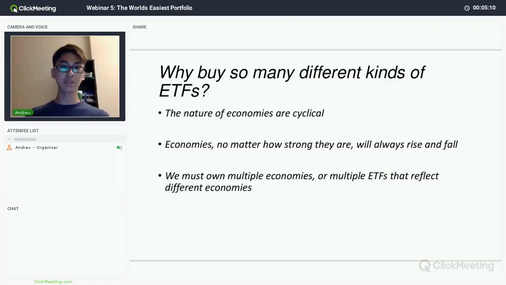So that, for example, if the US is up, Singapore is up and the world is down, we might still be making money. And if the US and Singapore are down, but the world is up, we won't lose as much money as if we just invested in one ETF alone. So because economies go up and down and we cannot predict where they will go in the future, we protect ourselves through diversification and by owning multiple economies and multiple ETFs, as mentioned above.